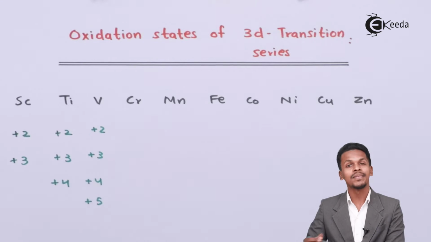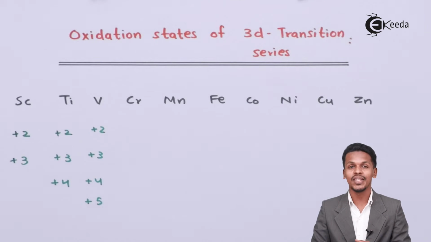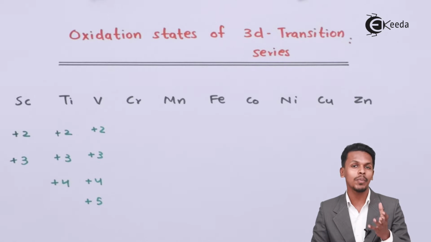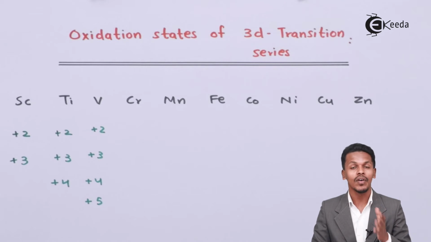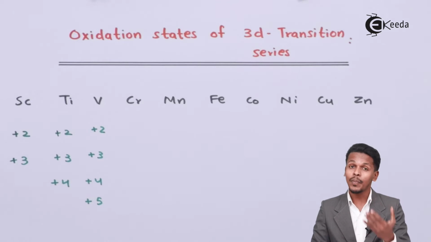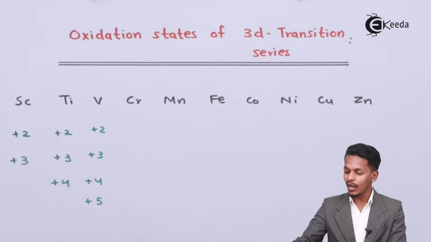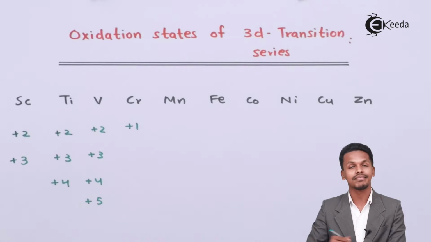Talking about chromium, as we understand, it has an abnormal electronic configuration. Chromium has an electronic configuration of argon 18, 4s1, 3d5. The fourth shell has the s orbital, which consists of only 1 electron. This 1 electron can be lost, and while losing it, chromium acquires the oxidation state of +1.